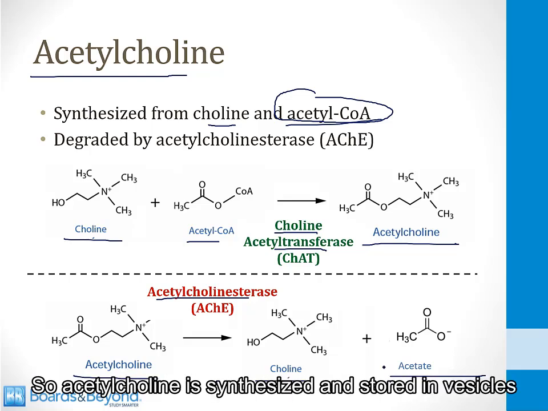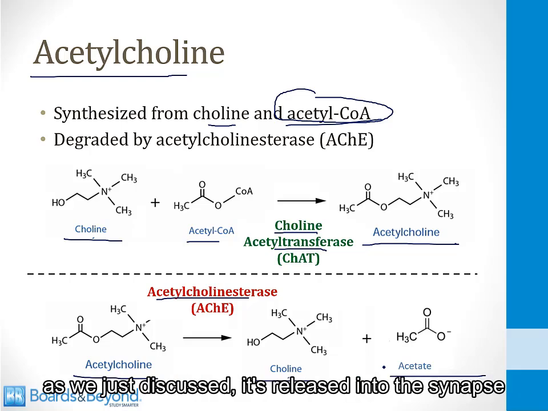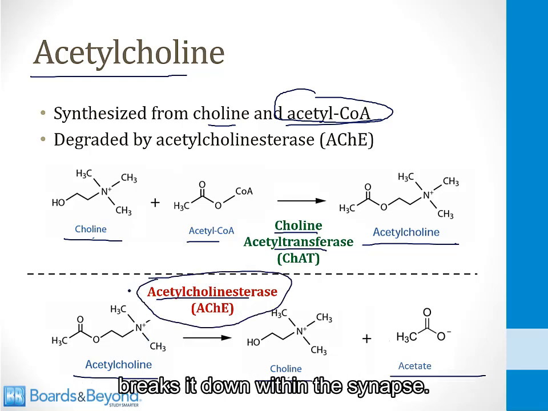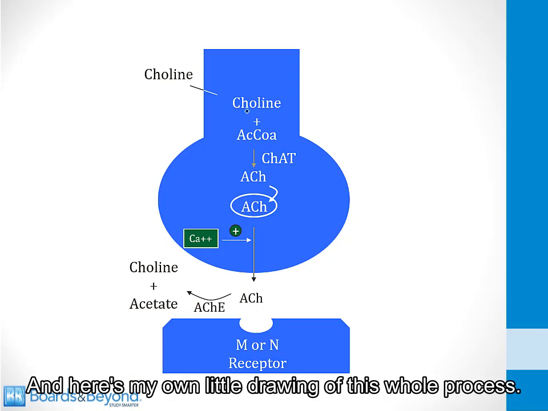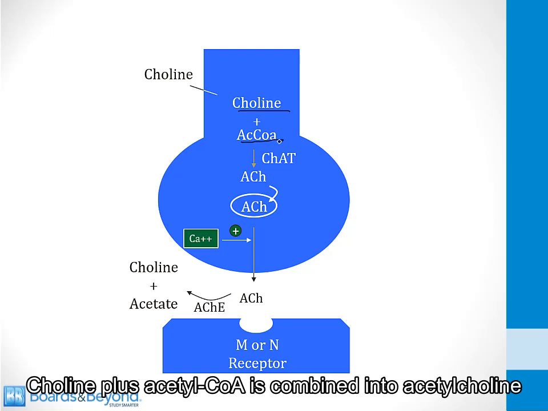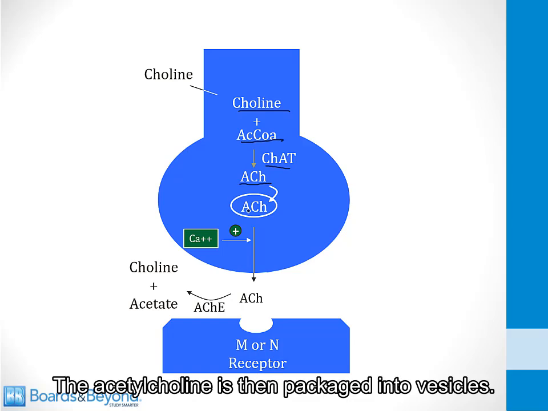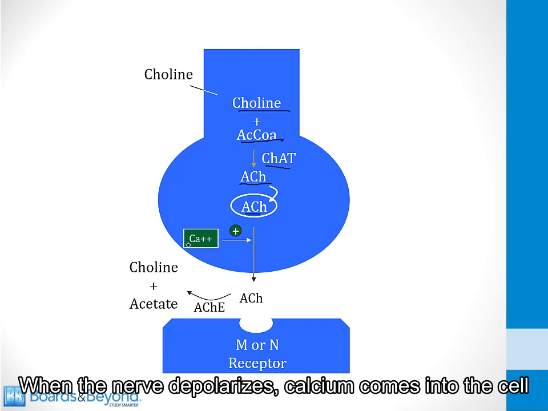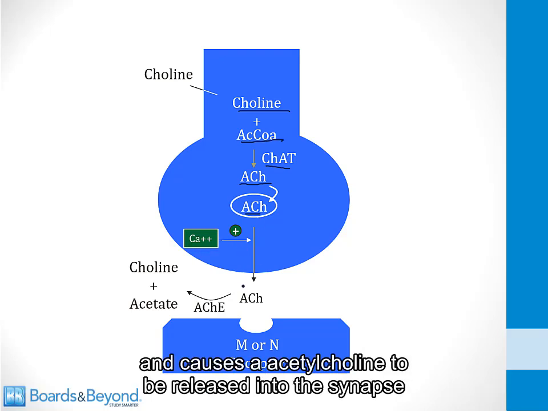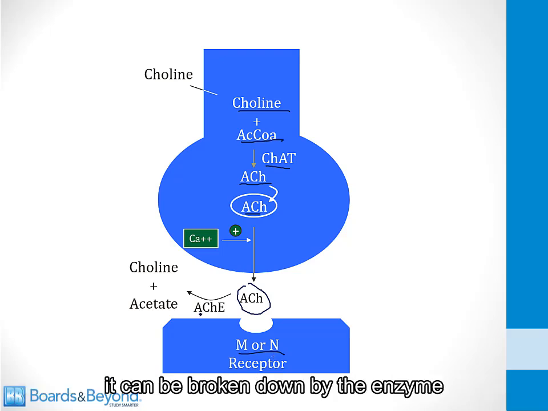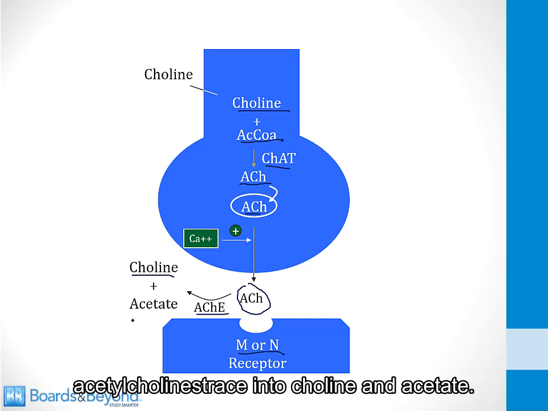So acetylcholine is synthesized and stored in vesicles, as we just discussed. It's released into the synapse, and then acetylcholinesterase breaks it down within the synapse. And here's my own little drawing of this whole process. Choline plus acetyl-CoA is combined into acetylcholine by the enzyme choline acetyltransferase. The acetylcholine is then packaged into vesicles. When the nerve depolarizes, calcium comes into the cell and causes acetylcholine to be released into the synapse, where it can bind with a muscarinic or nicotinic receptor. Also, while in the synapse, it can be broken down by the enzyme acetylcholinesterase into choline and acetate.